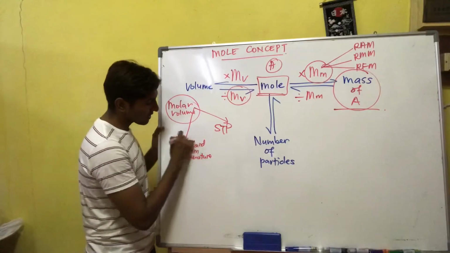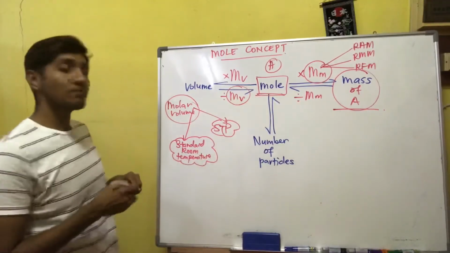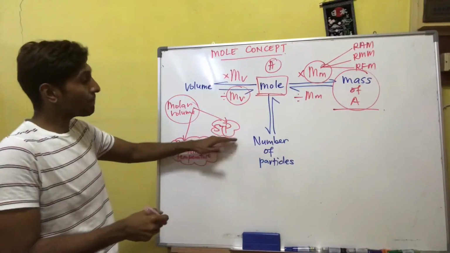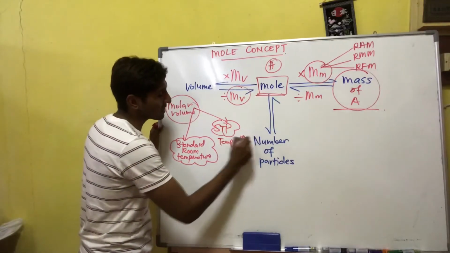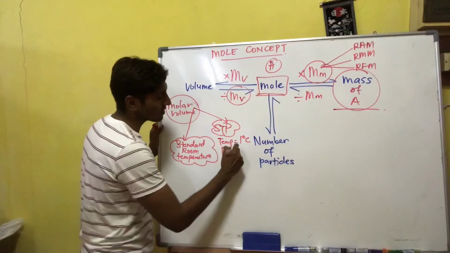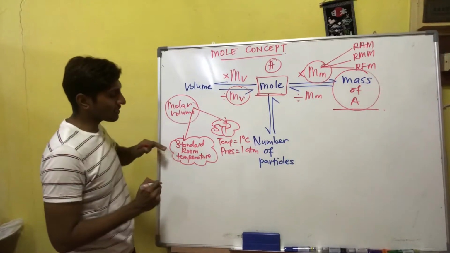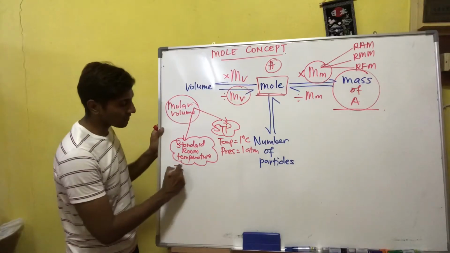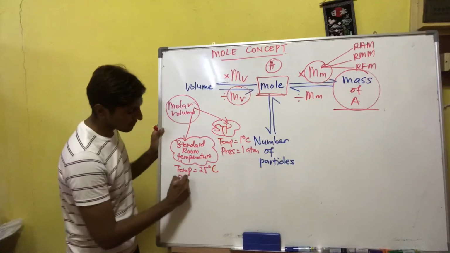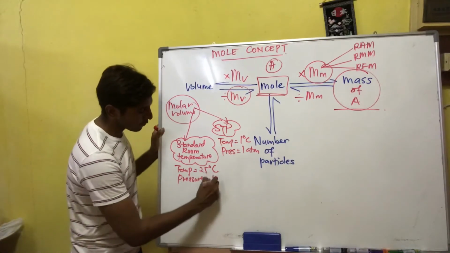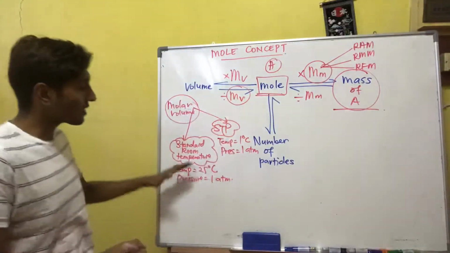Okay, what is the difference between STP and standard room temperature? So STP is when the temperature is 0 degrees Celsius and the pressure is 1 atm. What about standard room temperature? Standard room temperature is when the temperature is 25 degrees Celsius but the pressure is 1 atm. Okay, so this is how we calculate.